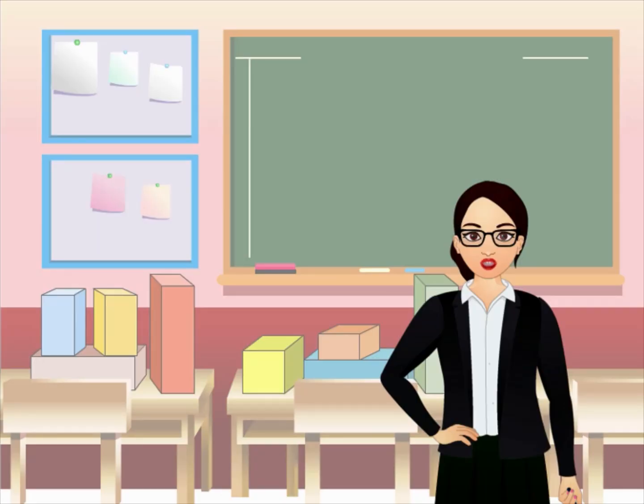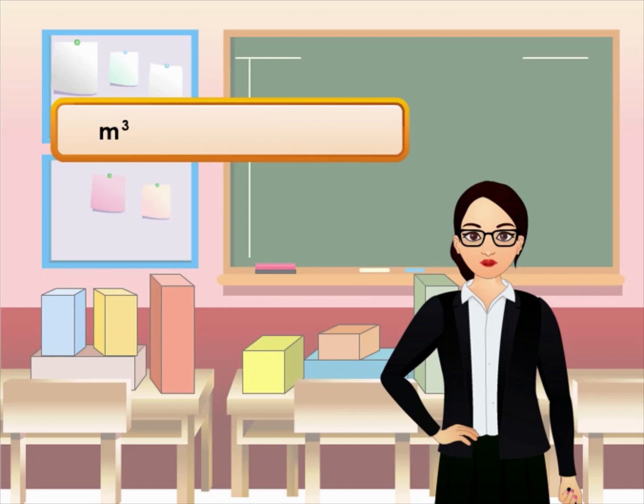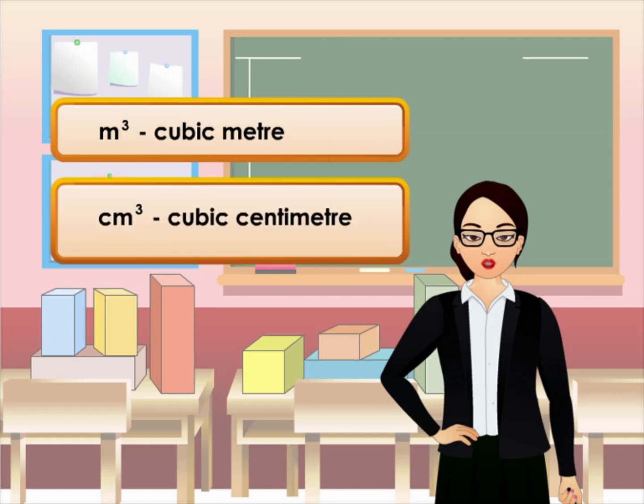Children, here are some containers which are related to shapes of squares and rectangles. I want you to measure the dimensions and calculate the volume of these containers, then record your findings in the table. Remember, the dimensions are the length, the breadth, and the height. The standard unit for volume is the cubic meter. A smaller unit for the volume is the cubic centimeter. The symbol stands for cubic meter, and the symbol stands for cubic centimeter.